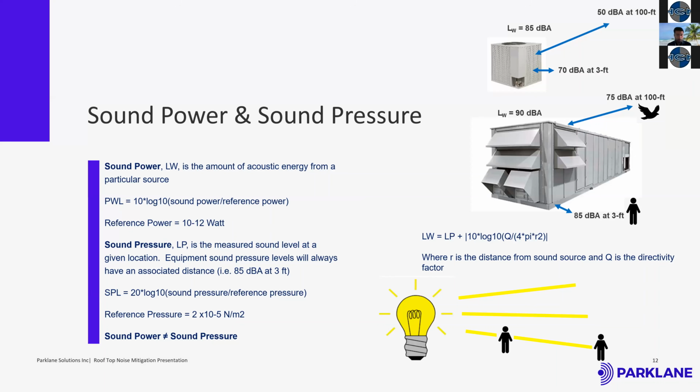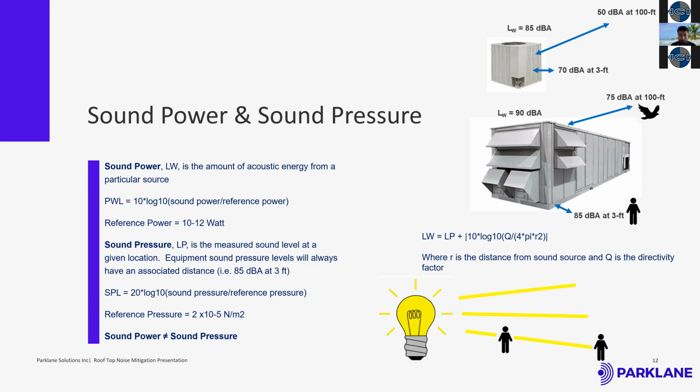Now let's talk about sound power and sound pressure. Sound power is essentially the acoustic energy coming out of a source, whatever the source of the sound is. In this illustration, a good example is a rooftop unit, which is the source of sound. The sound power is essentially the energy coming out of that source, represented by LW, which is 85. The units are not the same: sound power is represented in watts, and sound pressure is a pressure, so Newtons per meter squared.